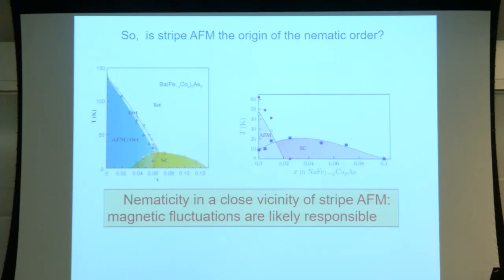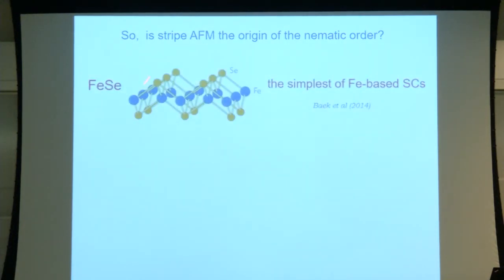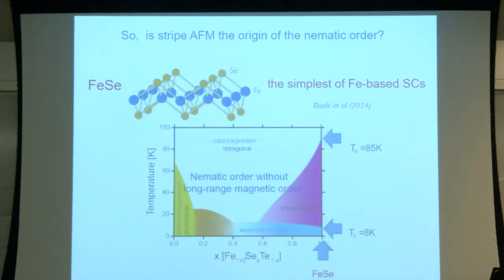So in this case, I would say, yeah, this scenario is probably the real story. But there is this wonderful material, iron selenium. Simplest possible iron-based superconductor, just iron and selenium, nothing in between. And you see this is iron selenium. And you see the nematic transition happens here at 85 Kelvin. You go down, there is no magnetism. Superconductivity emerges at lower temperatures, but no magnetism.